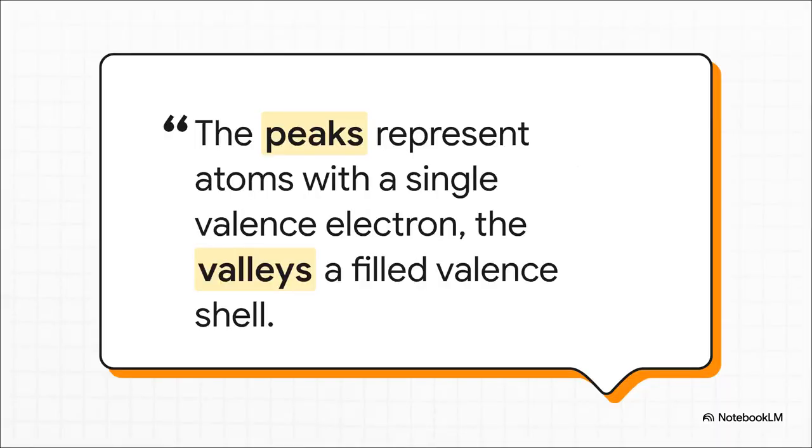So, to put it another way, looking at this map, the highest peaks are always the atoms that have just one single electron sitting all by itself in a brand new outer shell. And the lowest valleys? Those are the atoms at the end of the row, the ones with a completely full outer shell, pulled in as tight as they can be.